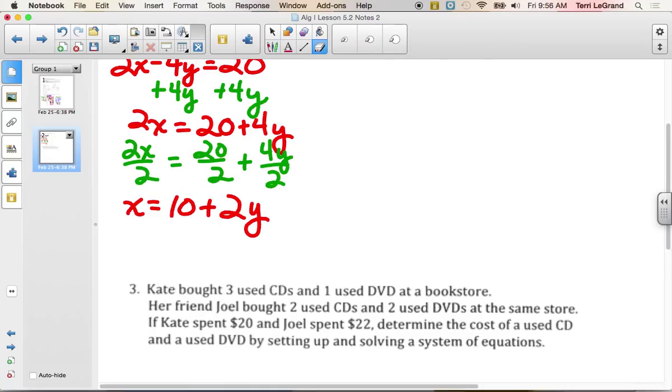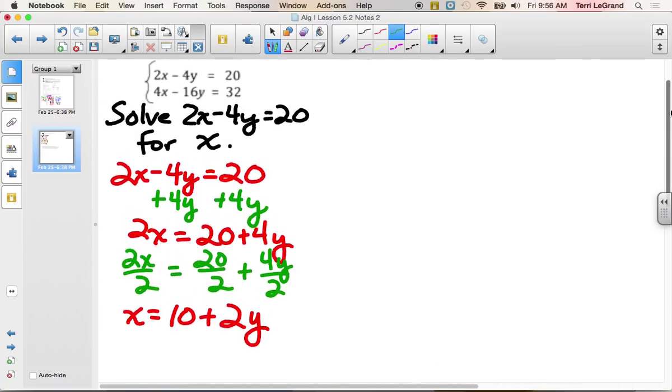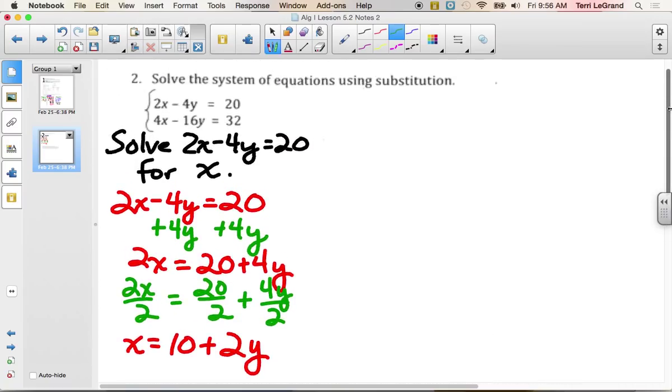So remember what we're going to do? We're going to go up here, in our notes at least, and say, okay, here's the new name for this one. x equals 10 plus 2y. Same line, same equation, just a different name. 10 can be renamed as 20 over 2, but they're the same thing, really. And then the other one we're leaving as it is. 4x minus 16y equals 32.